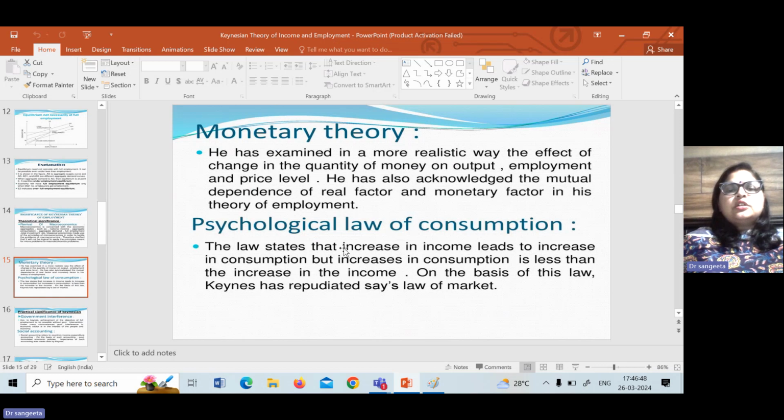Next is the psychological law of consumption. This theory is based on the psychological law of consumption. This law states that whenever our income increases, our consumption also increases, but not in the same proportion. The increase in consumption is less than the increase in income.